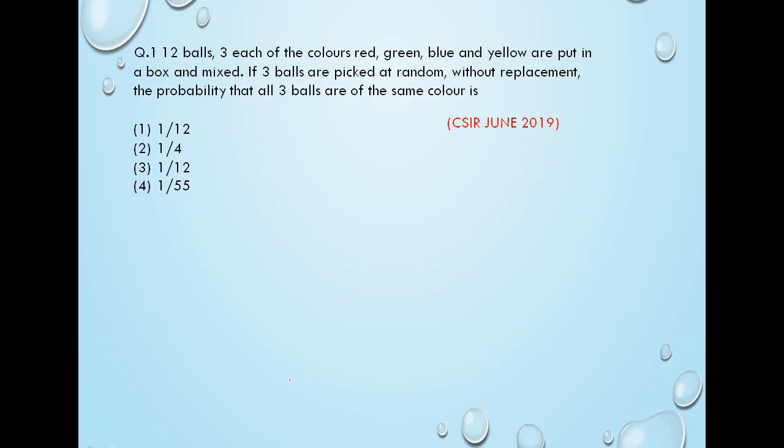Our first question that was asked in CSIR June 2019 was that 12 balls, 3 each of the colors red, green, blue and yellow are put in a box and mixed. If 3 balls are picked at random without replacement, the probability that all 3 balls are of the same color is. Okay, so I hope you understood the question.